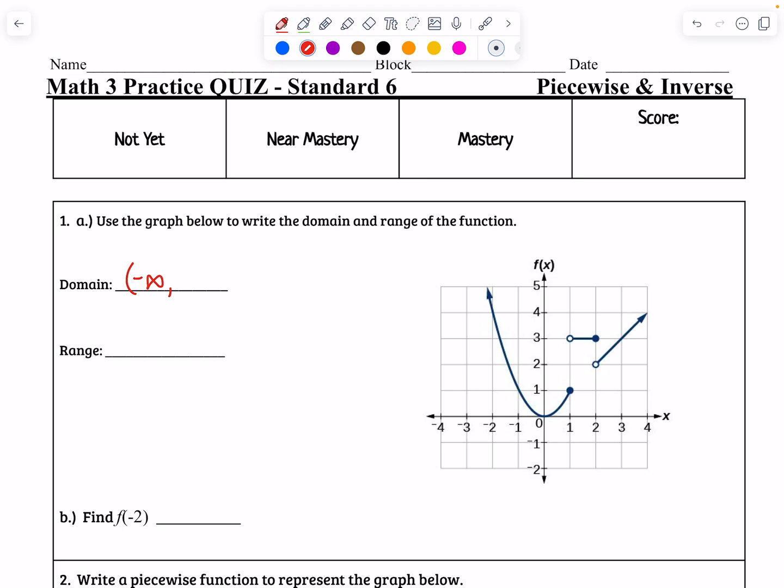And so we would put that this graph will also continue to the right forever. So we put positive infinity. And remember, you want to put the left first and then the right.